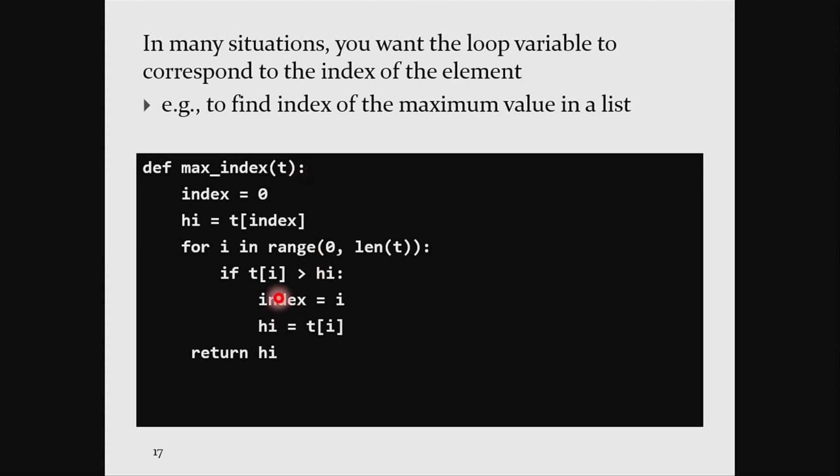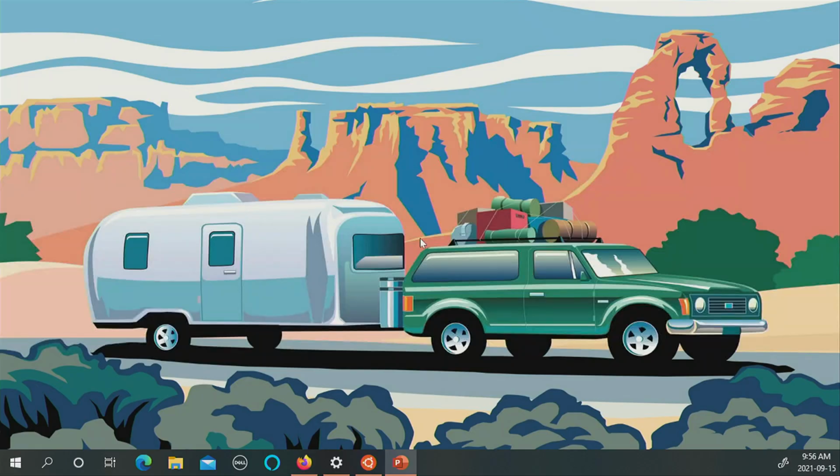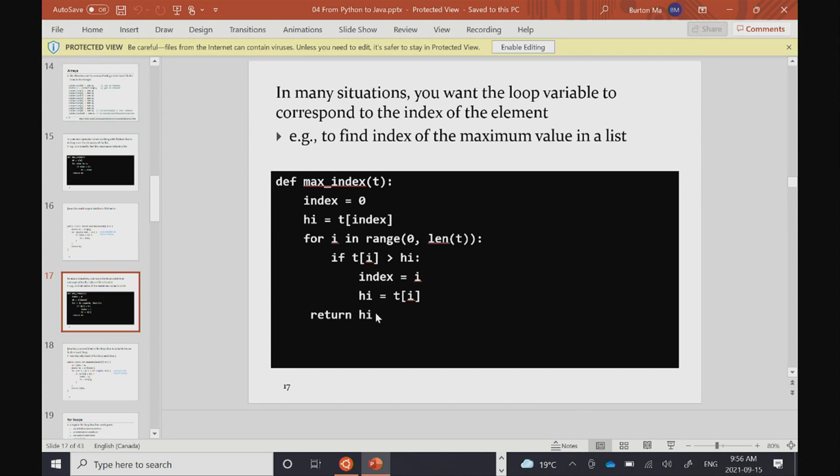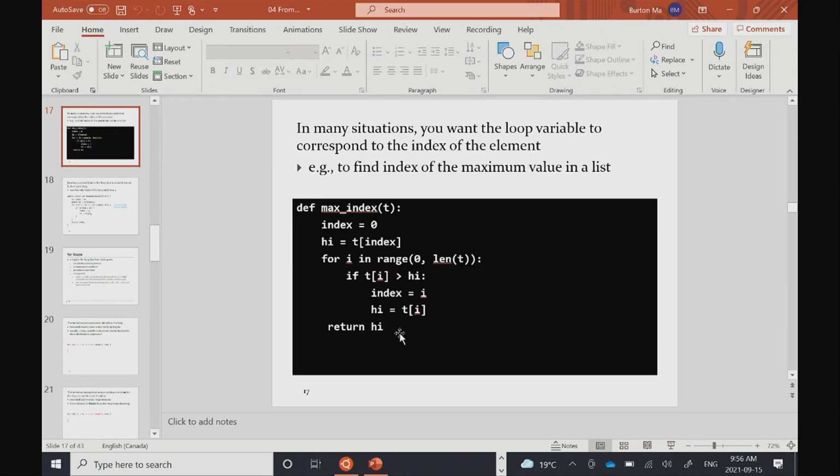So I can write t[i] in this case. This is the exact same function as max elem, except this one doesn't return the maximum element. It returns where the element is inside the list. It returns the index of the maximum element. So it's the exact same code, except you insert index equals i here. And then you return the wrong value. Sorry, my bad. You return index here. Yeah, I want to return the index.